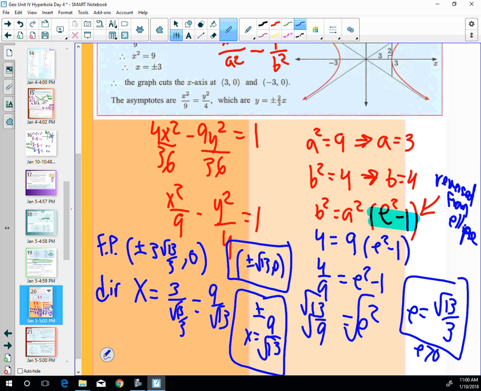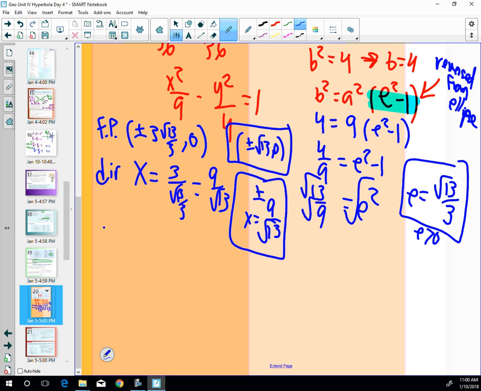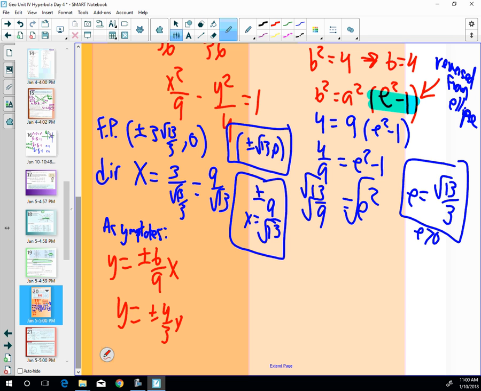We have one more thing we have to do, though, and that is you need to find the equation of the asymptotes. And that is going to be y equal to plus or minus b over a times x. So y is going to be equal to, b was 4 and a was 3, so plus or minus 4 over 3 x. That's it. That's it for a hyperbola.